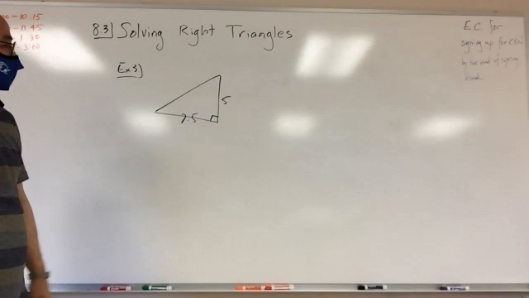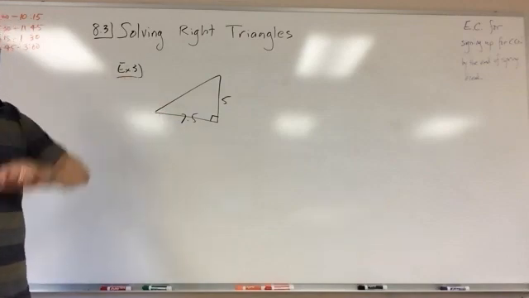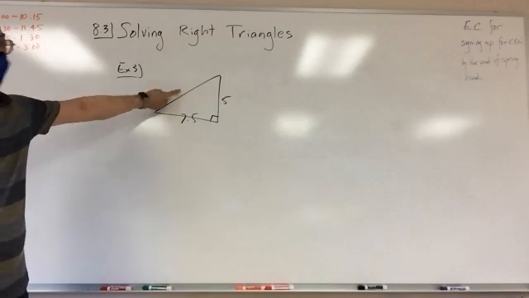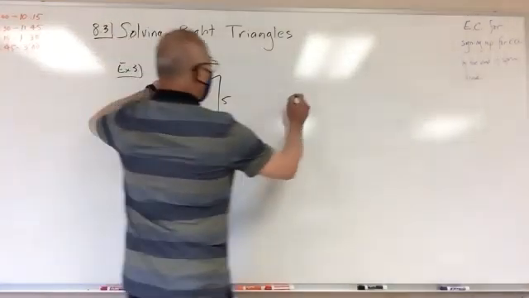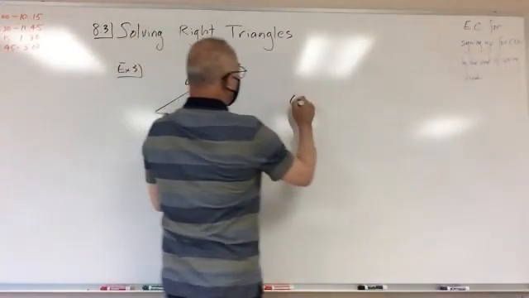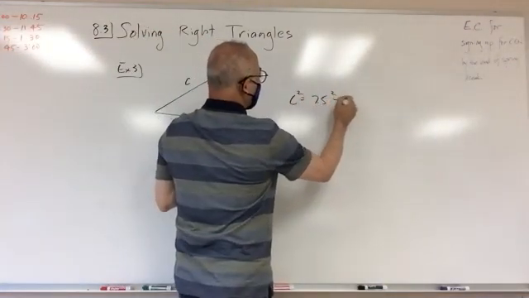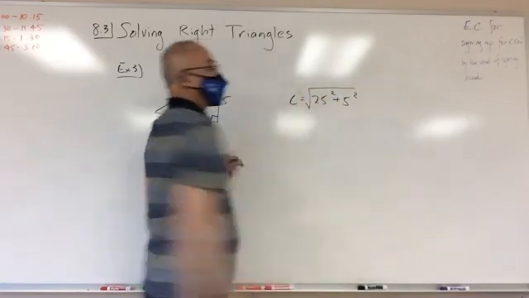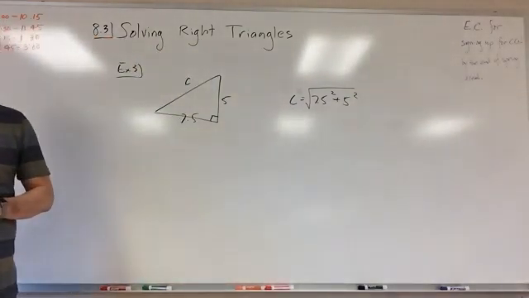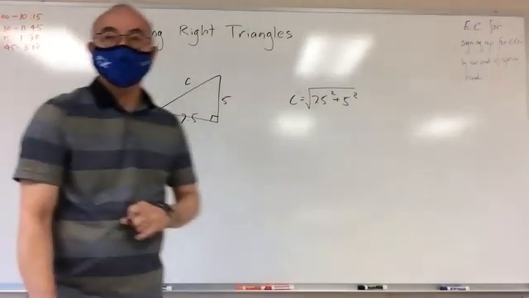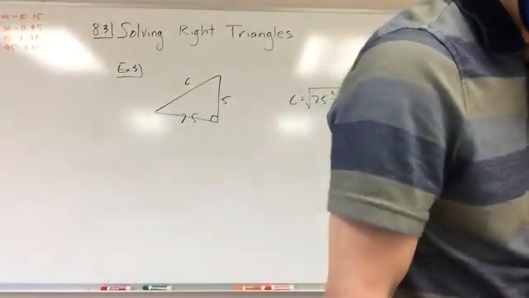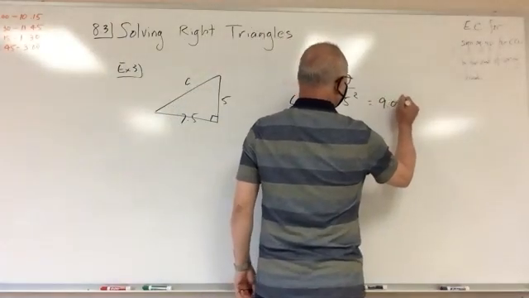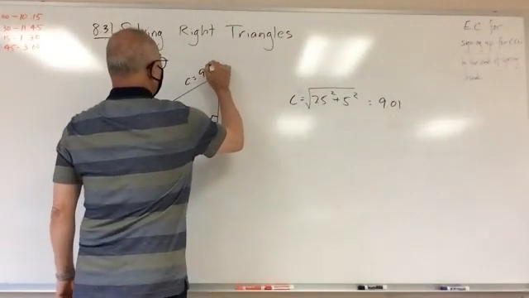So what's the hypotenuse? How do I find it? If I call it C, C squared is going to be equal to 7.5 squared plus 5 squared. Therefore, C is going to be the square root of that, correct? If I do that, what do I get? Somebody please plug that in for me. I'm supposed to get 9.01. So C is equal to 9.01.